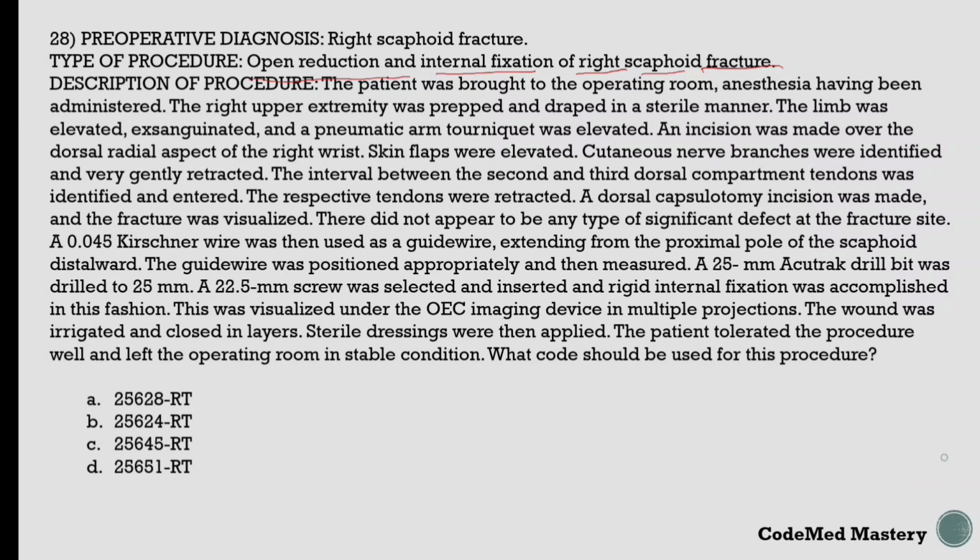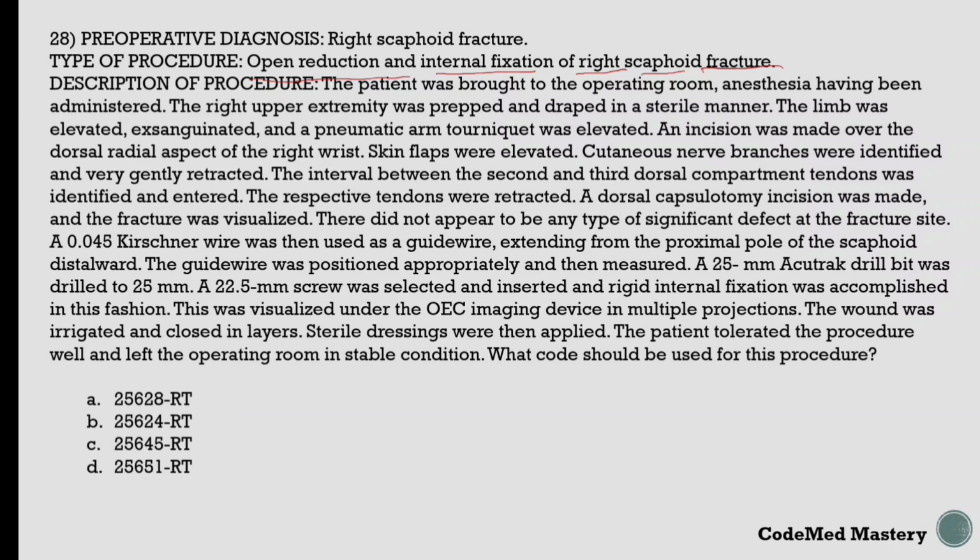Option A, 25628. 25628 is for open treatment of carpal scaphoid fracture, includes internal fixation when performed. It is matching with the procedure, that is open reduction, internal fixation of right scaphoid fracture. We'll keep this option for now. Let us try to eliminate other options.